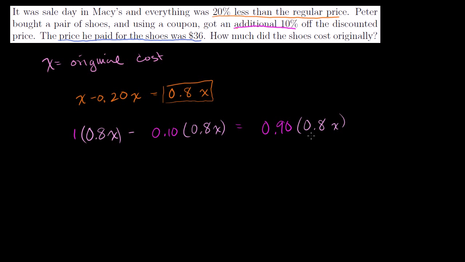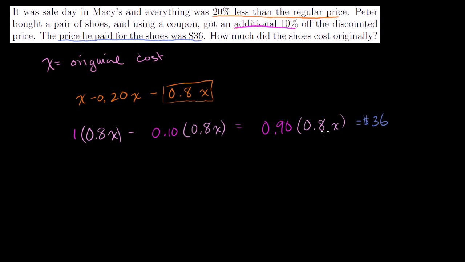And it might actually be very natural for you to go straight to this. It's natural for me. If I'm paying 20% less than the regular price, that means I'm going to pay 80% of the regular price. And then if I get an additional 10% off of that, that means I'm only going to pay 90% of that. So this is what he's going to pay. And they tell us that that price is $36. That price is equal to $36.